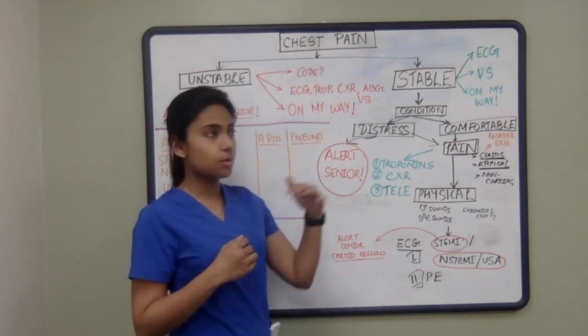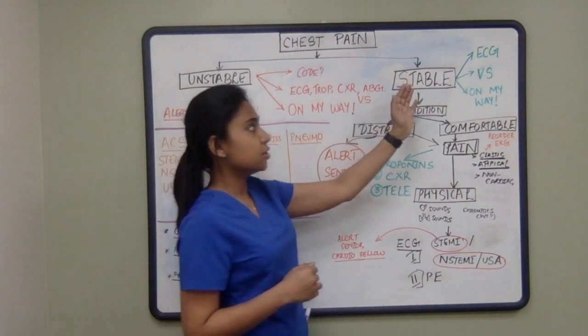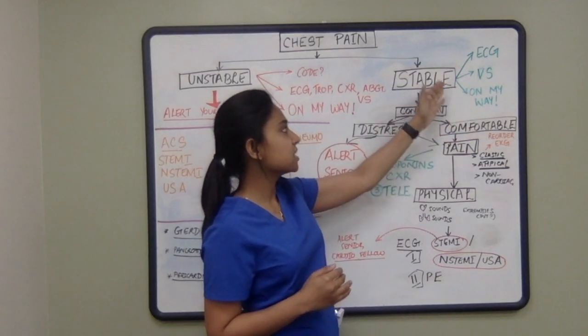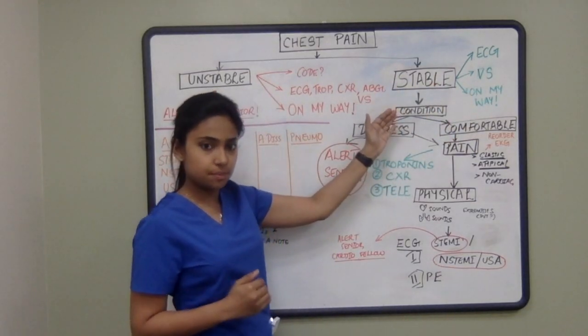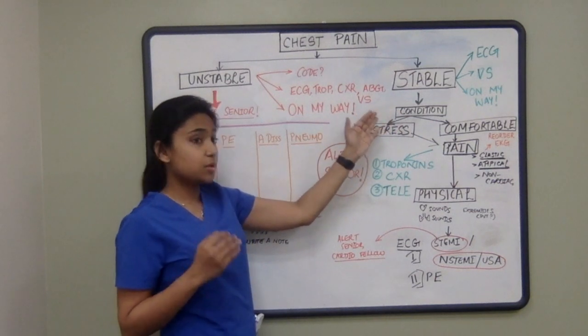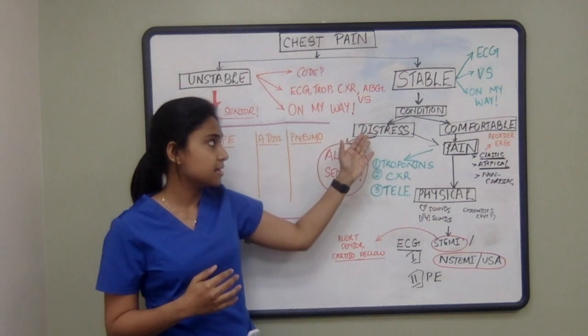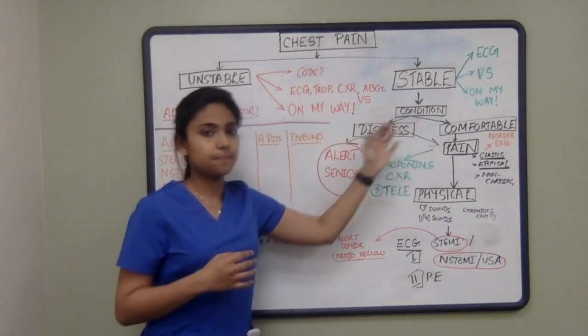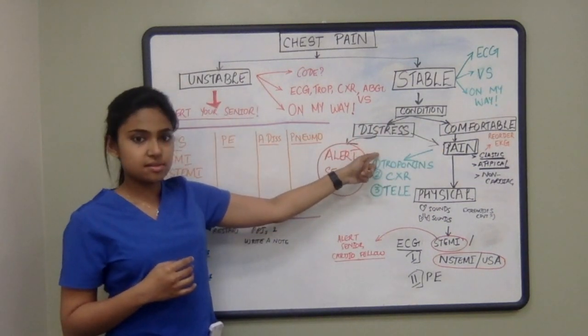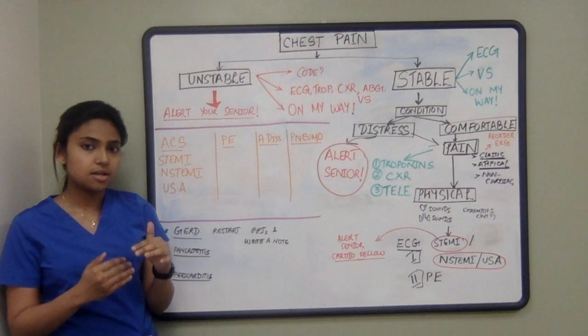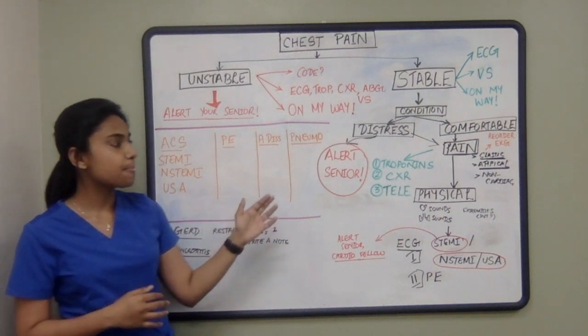You still want to do the same set of protocols. You ask the nurse to get an EKG and a fresh set of vitals, and assure them that you're on your way. Once you go in to see the patient, your assessment starts the minute you see the patient. Is the patient in distress? Is the patient resting comfortably? If the patient is in distress, before you go in, alert your senior. Let them know that you're going in to see the patient and you're going to do a physical, but just keep them in the loop.